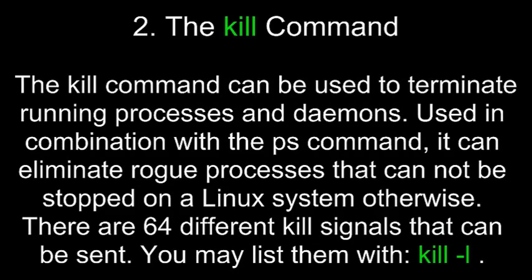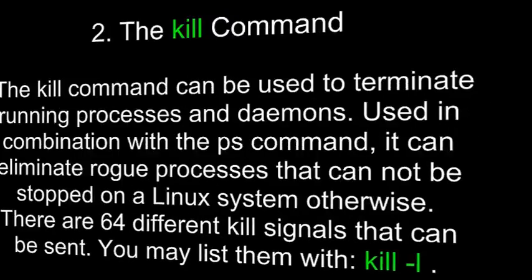Rogue processes that cannot be stopped on a Linux system otherwise. There are 64 different kill signals that can be sent. You may list them all by typing kill with the -L option.